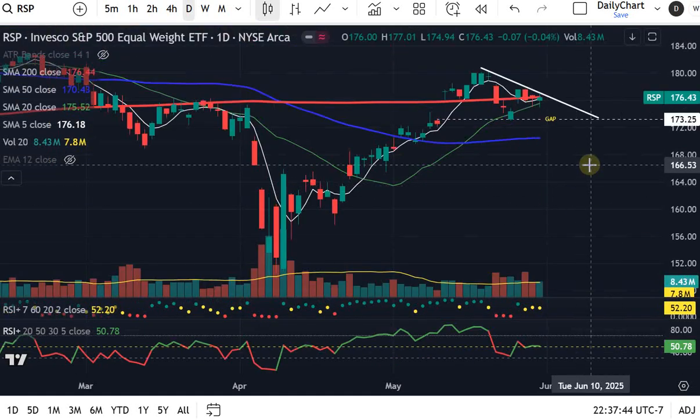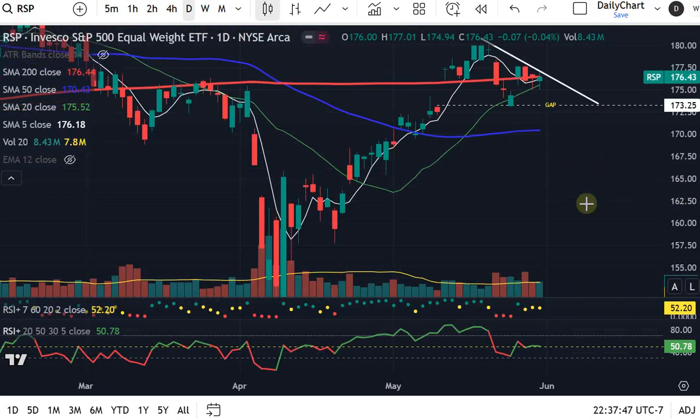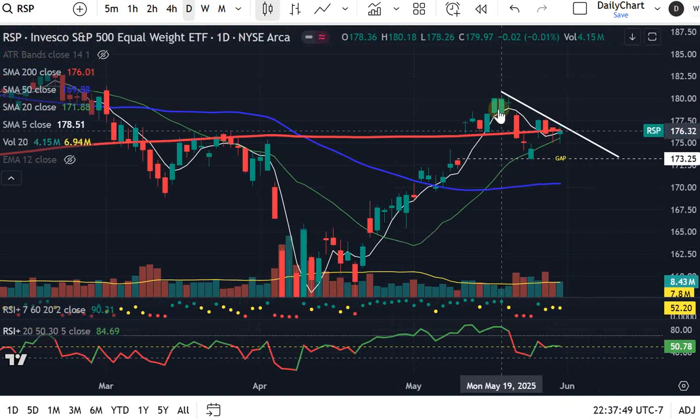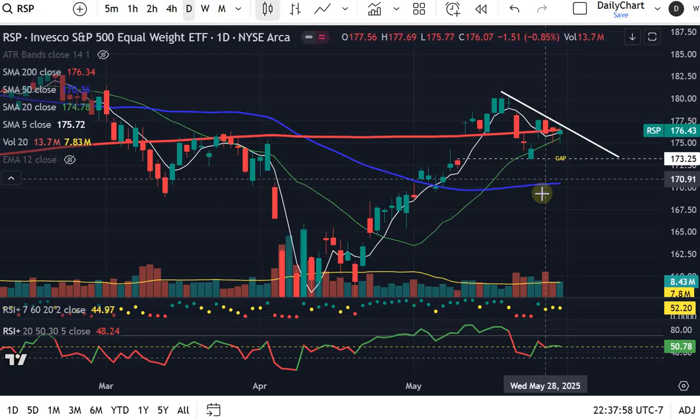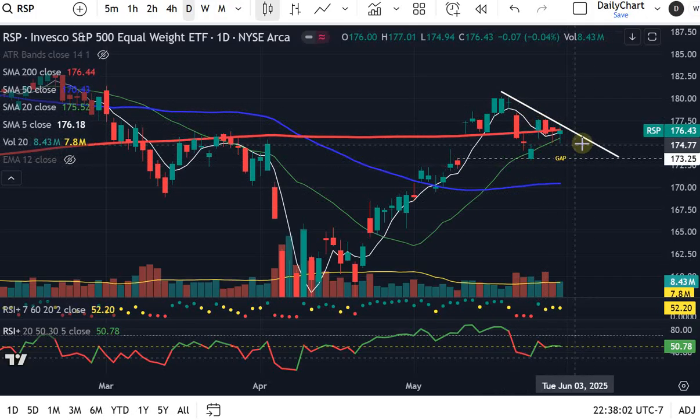RSP, which is the equal weight, and you can see we got a downward trend line. This is taking all the big caps, the Magnificent 7, and making them all equal weight, and you can see we are making lower lows, so that's showing a little bit of weakness here.